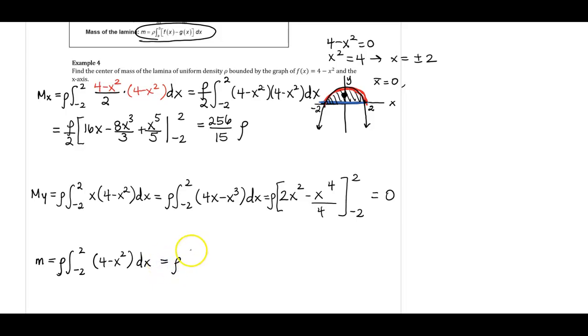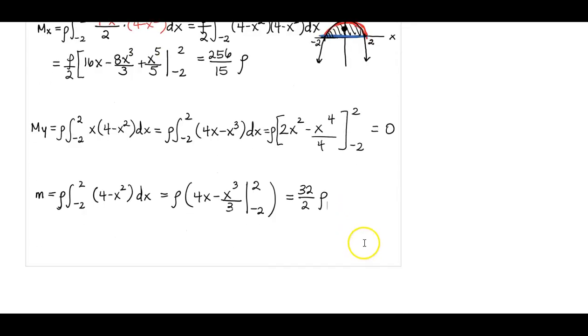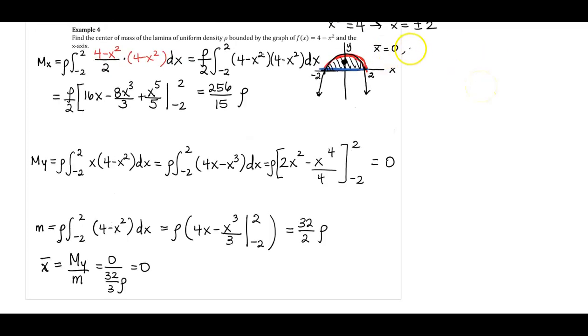So we have rho multiplied by, I begin to integrate and get 4x minus x cubed over 3, which will be evaluated from -2 to 2 to give us 32/3 rho. So now with all three of these pieces, we are able to calculate the x-coordinate for the center of mass, which is equal to the moment about the y-axis divided by the mass of the lamina. So that's 0 divided by 32/3 rho, confirming that the x-coordinate for the center of mass is 0.